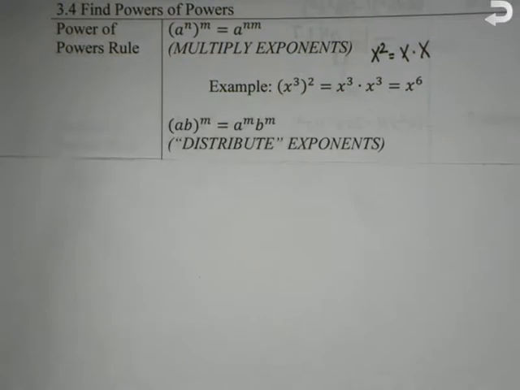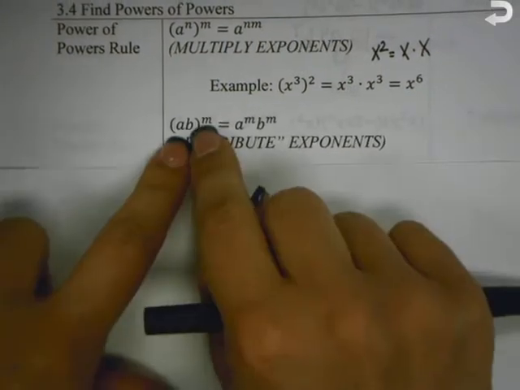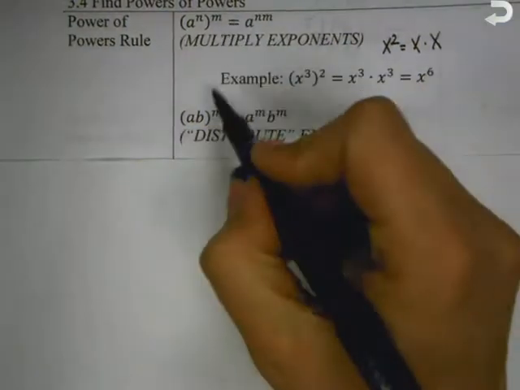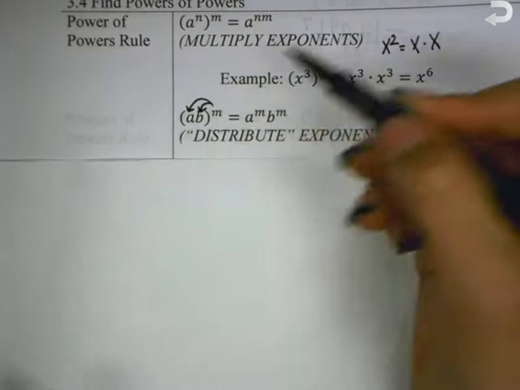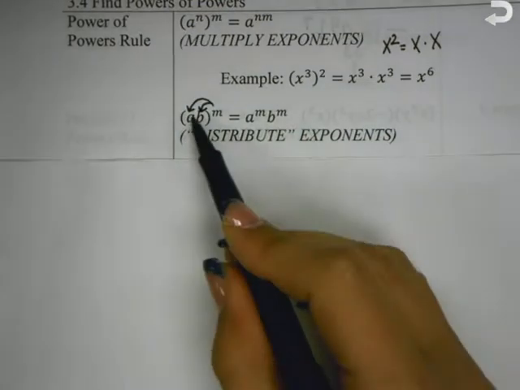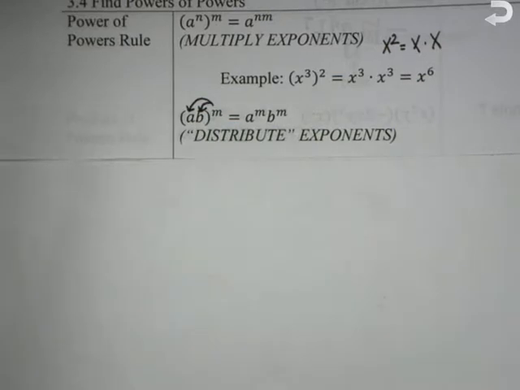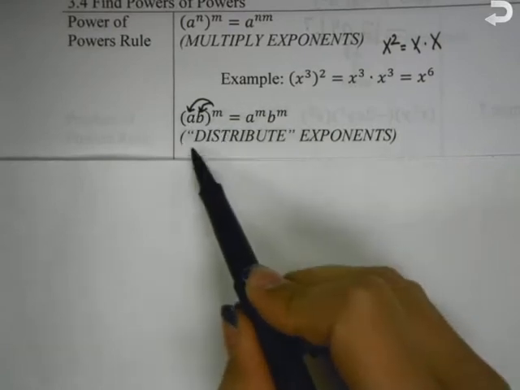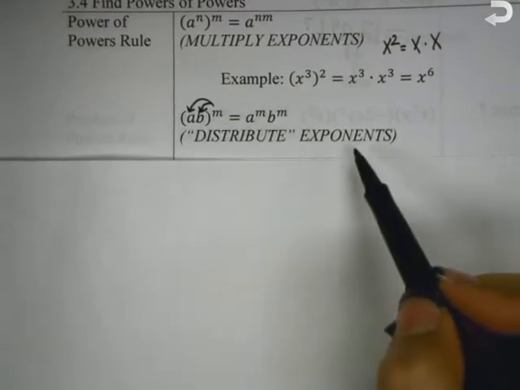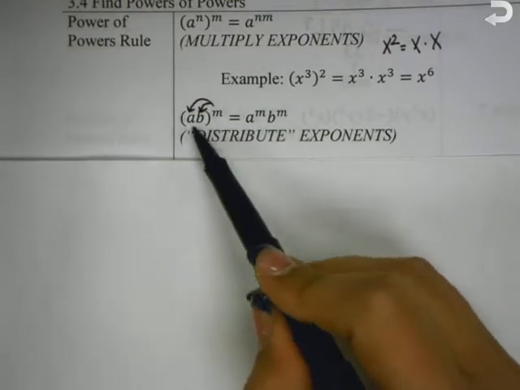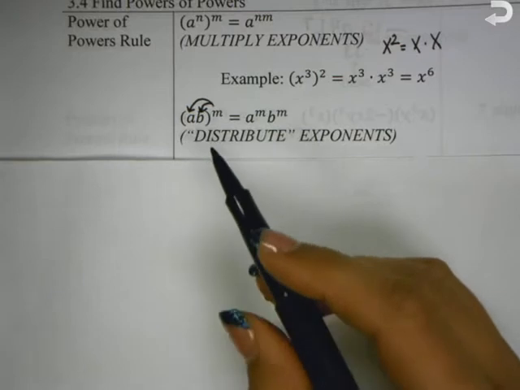So what happens if I have more than one thing inside of the parentheses? We can just distribute that exponent to each term inside the parentheses, and we multiply those exponents together. Okay, so if we have, say, a times b to the m power, m can be anything, we distribute the m exponent to a and the m exponent to b. So I call that distribute exponents. Okay, and the same thing, you can only do this if everything inside the parentheses is being multiplied, not added.